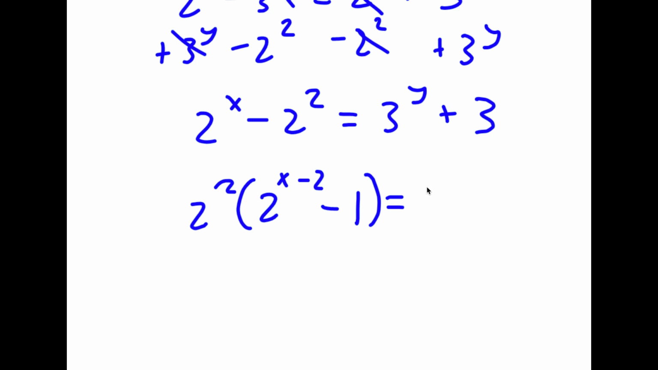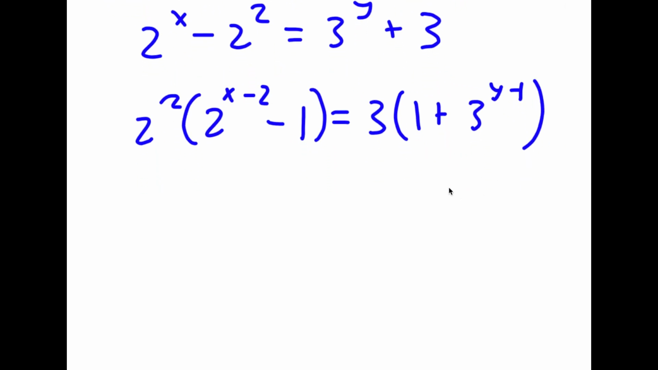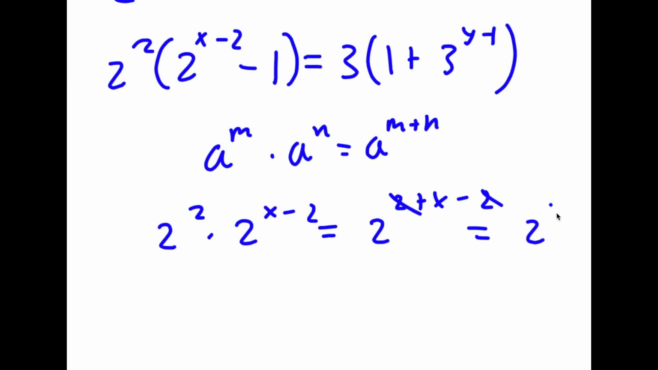from this, I'm going to factor out 3. So now I have 3 times 1 plus 3 to the power of y minus 1. Now, if I have something in the form a to the power of m times a to the power of n, this is equal to a to the power of m plus n. So 2 squared times 2 to the power of x minus 2, this is equal to 2 to the power of 2 plus x minus 2, which is equal to 2 to the power of x.